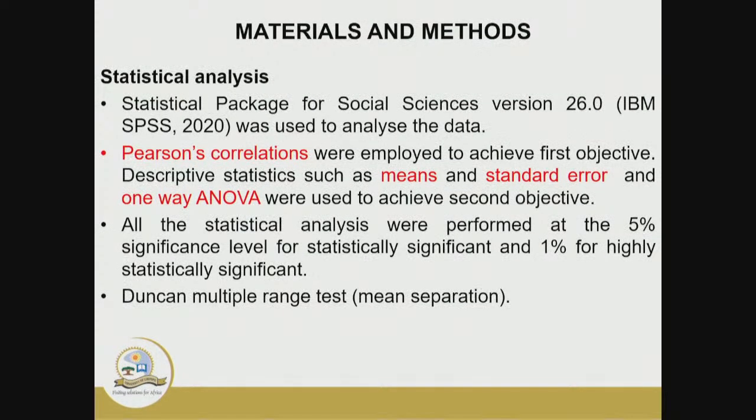The Statistical Package for Social Sciences version 26 was used for data analysis, where Pearson's correlation was used to find the association to achieve objective 1, and descriptive statistics such as means and standard error of means, as well as one-way ANOVA, were used to achieve objective 2. All the statistical analyses were done at 5% significance level for statistically significant and 1% for highly statistically significant. For mean separation, Duncan's multiple range test was used.